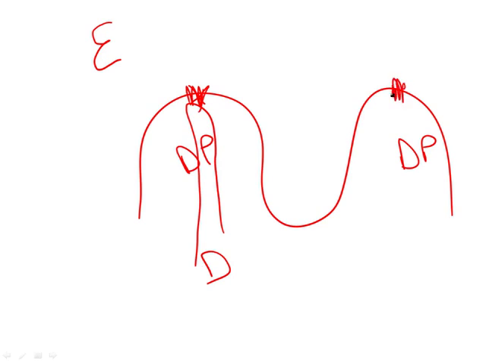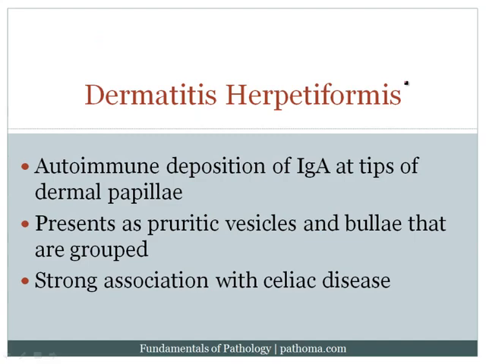Now when you get this deposition, that's going to result in the tiny blister at the dermal papillae. And these tiny blisters, they resemble the tiny vesicles that you see in herpes. And so hence the name dermatitis herpetiformis. It's forming little blisters that mimic the vesicles that you would see with herpes. Now again, this is going to present as pruritic vesicles that are grouped together. And finally, there's a strong association with celiac disease.